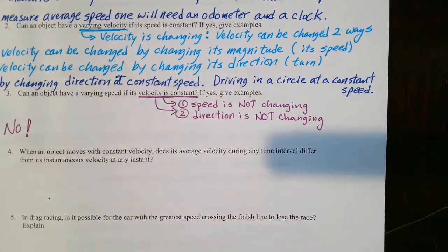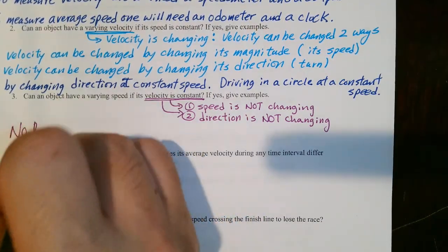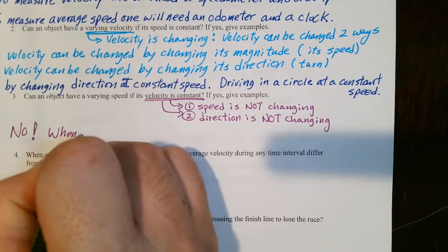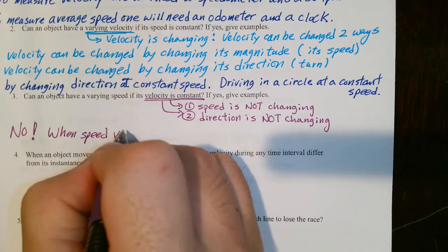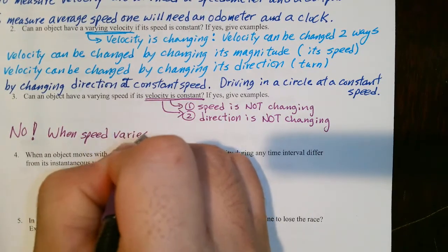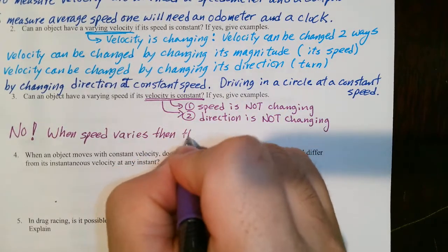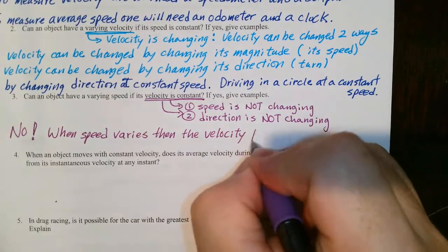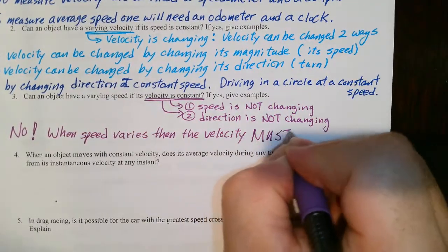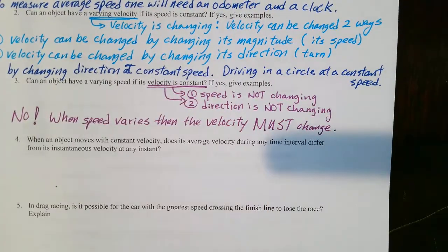You cannot. When speed varies, velocity must vary. There's no negotiation about that. So when speed varies, then the velocity must change. There's no negotiation.